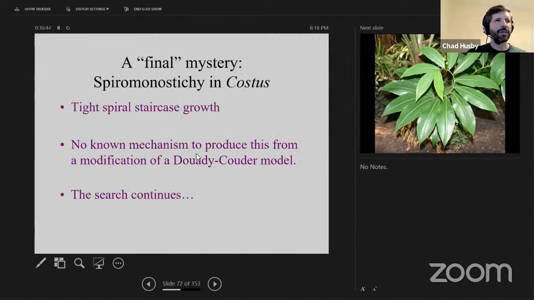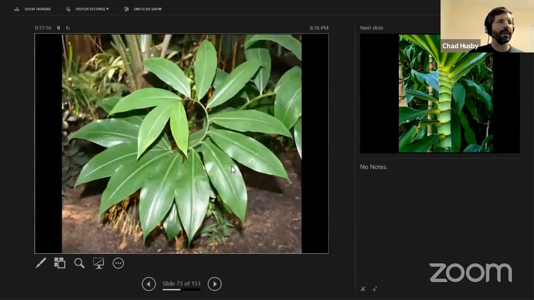But there's one more that's still waiting to hear how they're going to solve it, and that's a plant that we get to see in South Florida a lot in cultivation, which is Costus, which is in the Zingiberales group, the ginger group writ large. And the Costus shoots have this tight spiral staircase growth, and nobody's figured out yet how we can produce that from this Douady and Couder model. So this is a Costus stem, with the leaves arranged in this staircase growth.